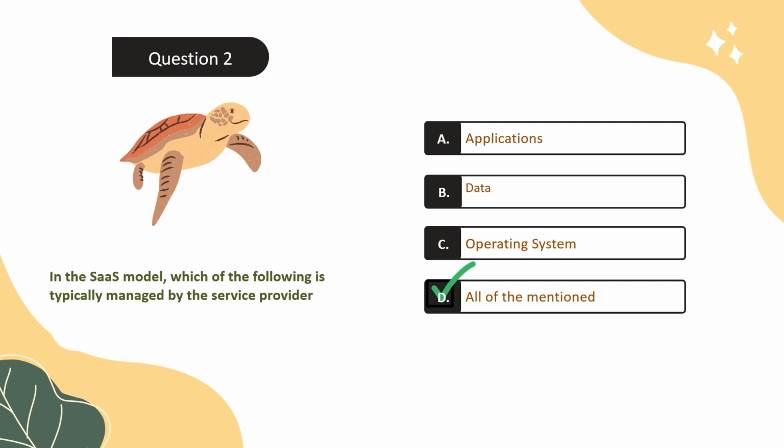Question 2 is, in the software as a service model, which of the following is typically managed by the service provider? Option A is application, option B data, option C operating system, option D all of them mentioned. So the correct answer is option D, which is all of them mentioned. It is managed by the service provider in software as a service.